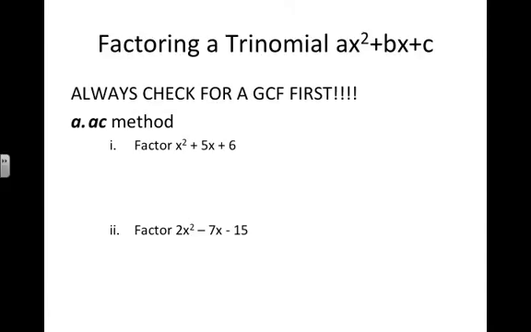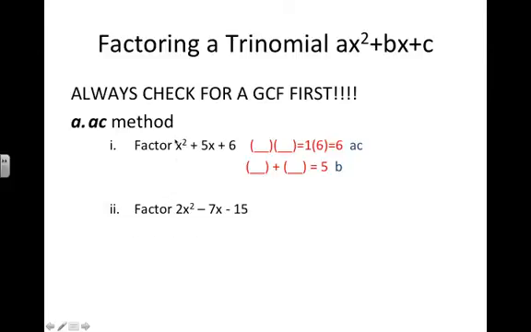All right, factoring a trinomial, ax squared plus bx plus c. Always check for a greatest common factor first. So you do a quick glance of that. Let's talk about the AC method. We're going to factor x squared plus 5x plus 6. It's a trinomial, so this would be where AC comes into play. When you have an understood 1 in front of the x squared term, it's a little easier. But what you always want to do: A is 1, B is 5, and 6 is C.